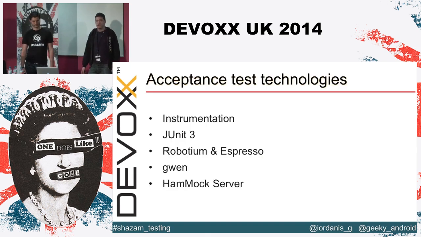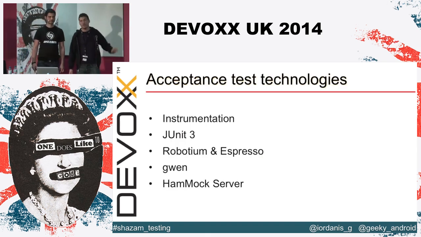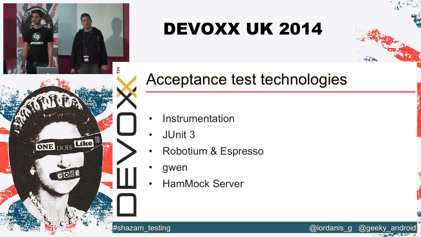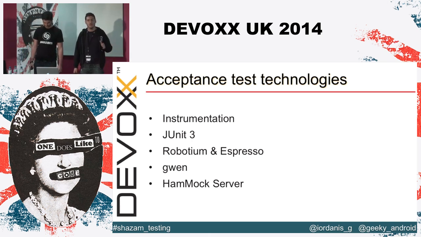The technologies we use to run our tests: as I said, we run the default Android instrumentation. There's no need to reinvent the wheel. Because of that, we have to use JUnit 3, unfortunately, because these tests run on the device, and Android doesn't support JUnit 4. We use Robotium to instrument the device. It's a very mature system by now. It's very well-known and used by many.